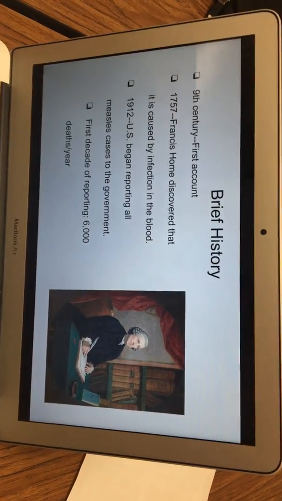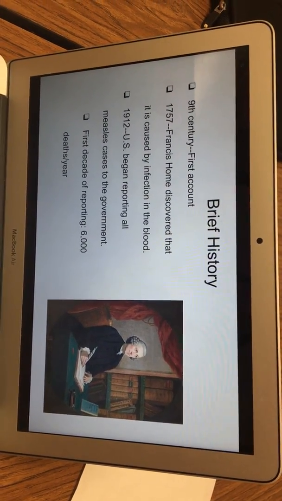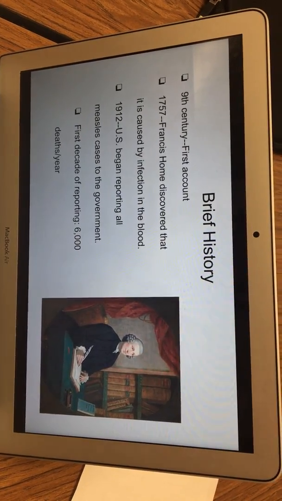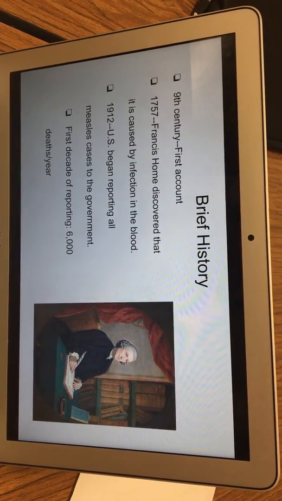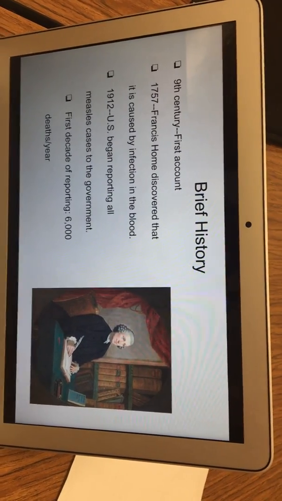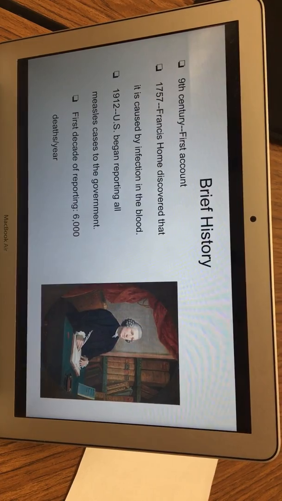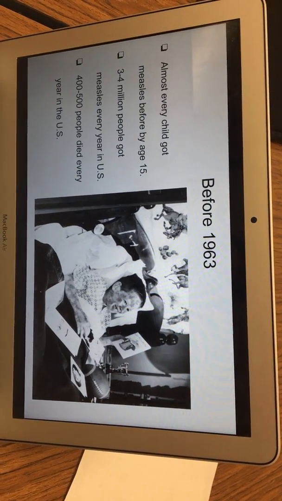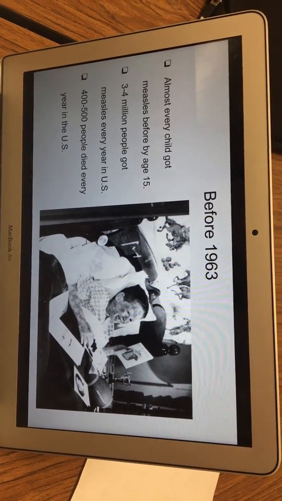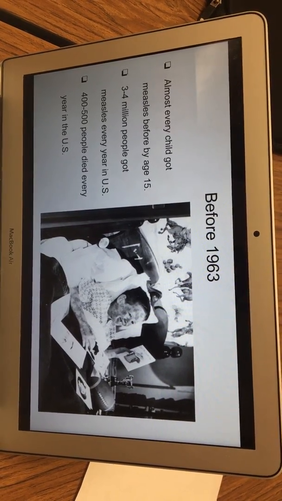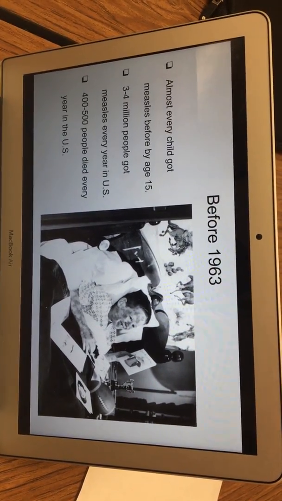Measles began to become more common and more of a problem until 1912, when the U.S. decided that they needed to record all the measles cases. By doing this, in the first decade alone, they recorded 6,000 deaths a year. It was pretty common for kids to get measles before 1963. Almost every child had measles before they turned 15.